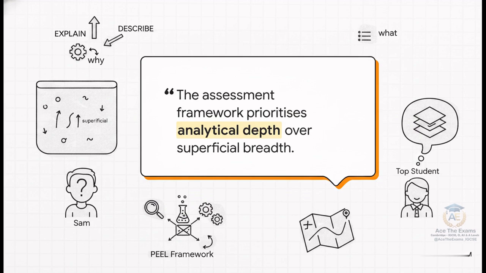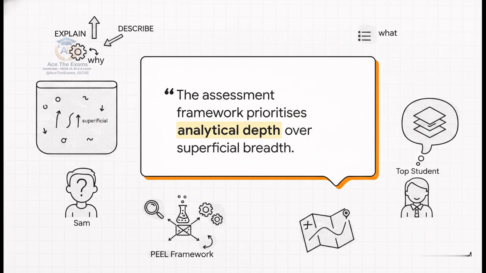This right here is exactly why Sam fails. Sam rushes and provides a superficial, surface-level answer. When the command word on the paper is explain, you cannot just state a bunch of facts. You have to dive deep. This is where the absolute top-tier students use the Peel framework. Point, evidence, explanation, link. Let me break that down.